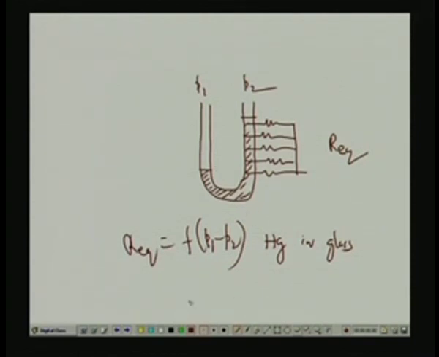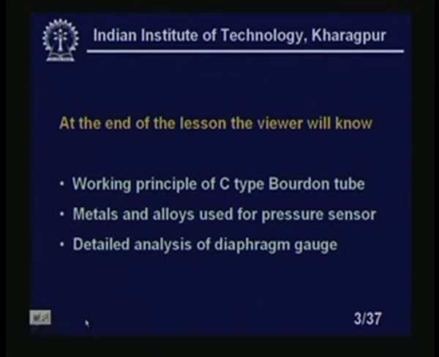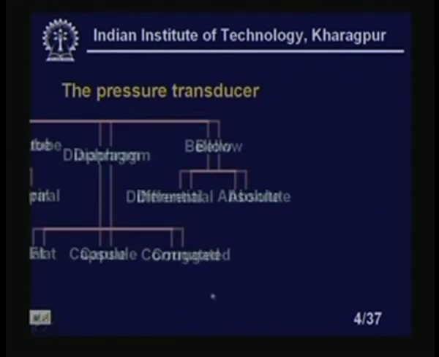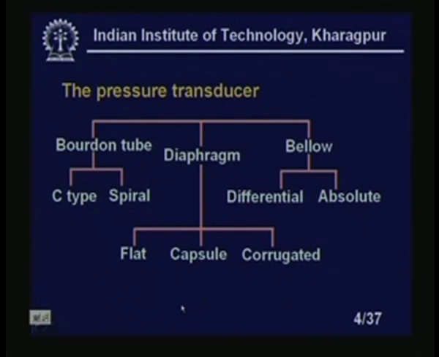Let us go back to the other types of gauges. Now, as I told you, we will discuss the Bourdon tube in more detail. In the pressure transducers, you won't find the U-tube manometer there. So, this is the entire gamut of our pressure transducers. We have the Bourdon tube, of two types: the C type and the spiral tube. We have the diaphragm. The diaphragms are flat, capsule or corrugated, and we have bellows; these are differential and absolute. So, these are the entire gamut. Now, let us look at the Bourdon tube in detail, right.